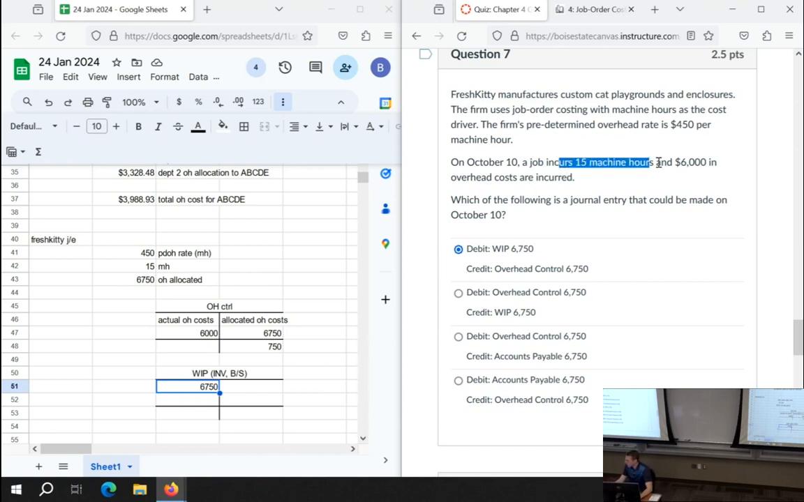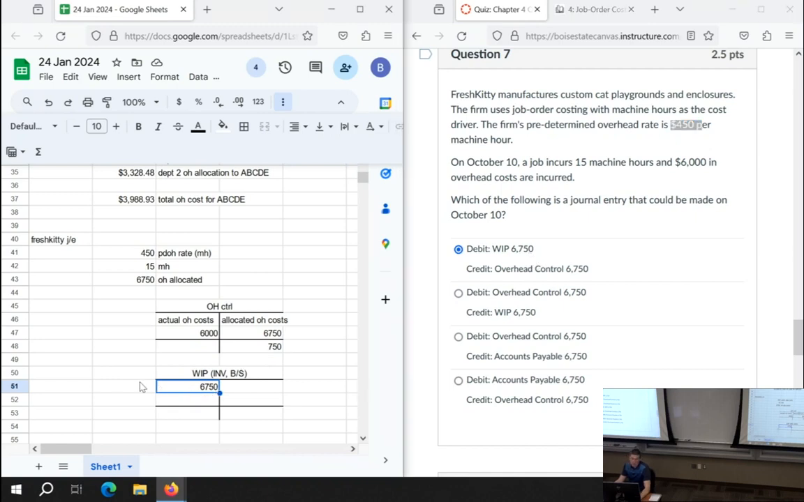We know for sure we incurred 15 machine hours, which means there was an allocation event, $450 per machine hour, $6,750. So we're going to credit overhead control and assign the job, which is a work in process, a debit of that amount. That's that period. I mean, we could talk about the rest of the process and everything else, but for this question, that's it.